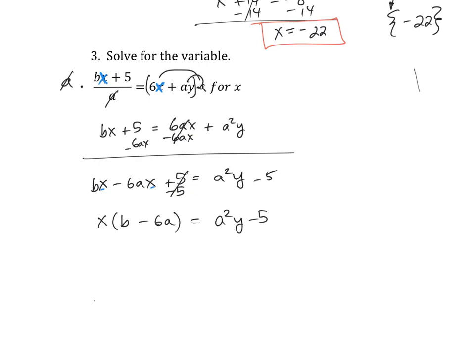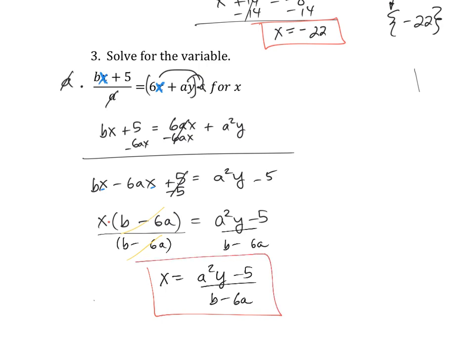And the final step is just to get rid of multiplying by this big term, b minus 6a. I'll go ahead and divide both sides by b minus 6a. Which gives me a final answer of x is equal to a squared y minus 5 all over b minus 6a. And that is done. And that is solving for a variable. So you basically try and get whatever your variable is you're trying to solve for, just isolate it, do whatever you can to get it by itself on one side of the equation.